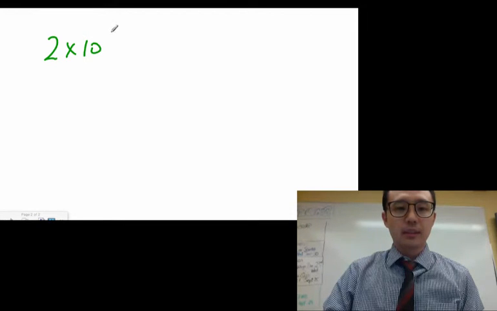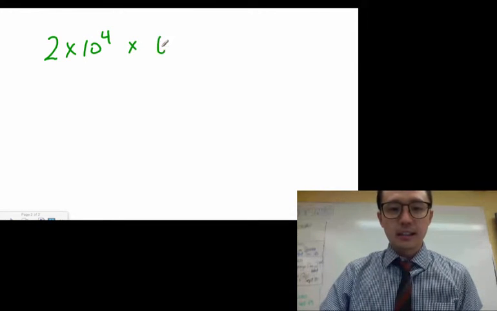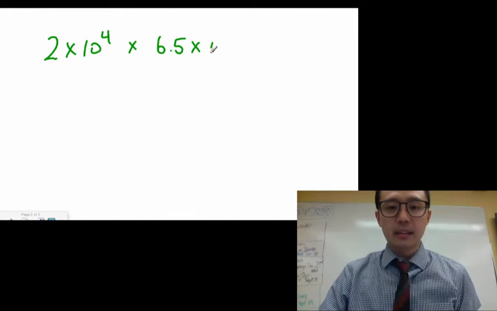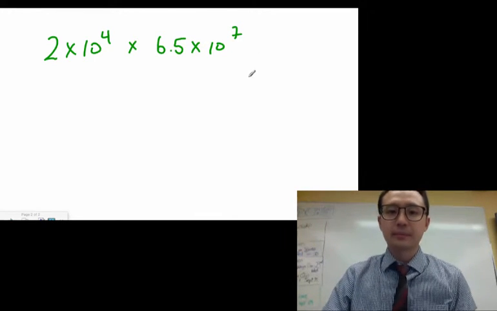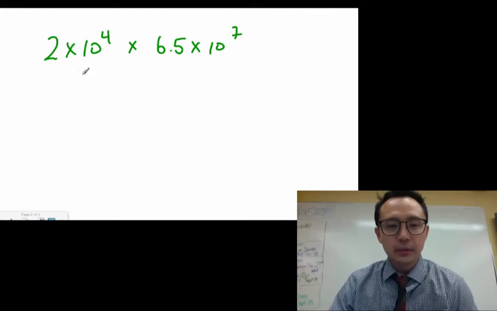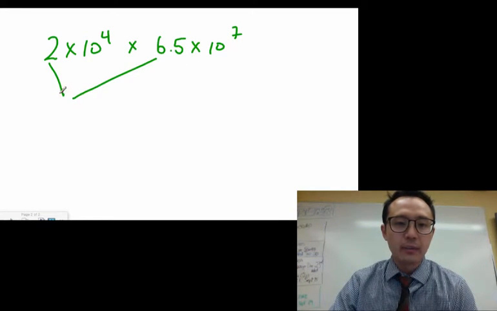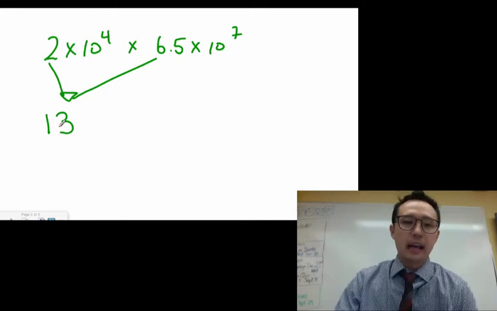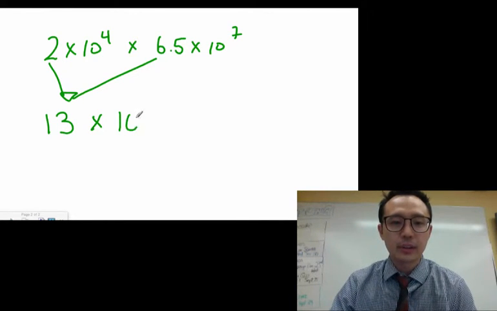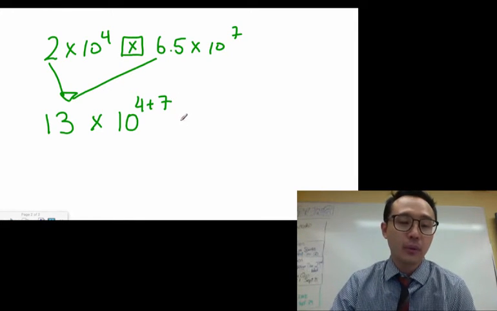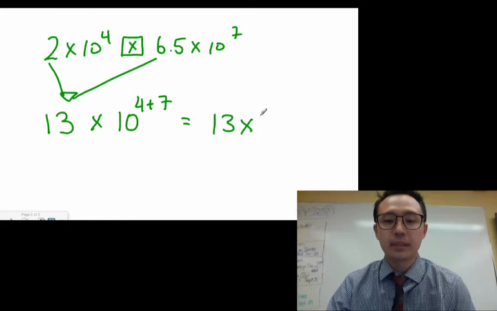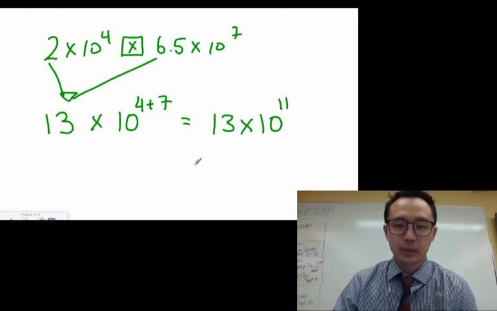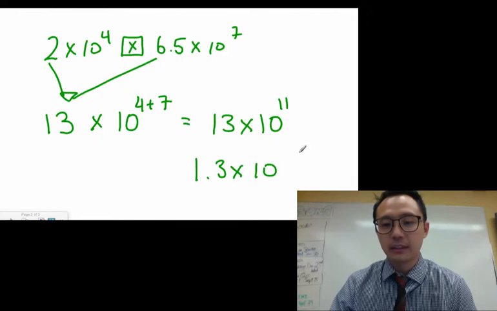2 times 10 to the 4 times 6.5 times 10 to the 7. So we need to figure out what the product of 2 and 6.5 is, and that's going to be 13, times 10. Since we're multiplying, we're going to add the exponents together. So 7 plus 4 is 11, so 13 times 10 to the 11, which is 1.3 times 10 to the 12.